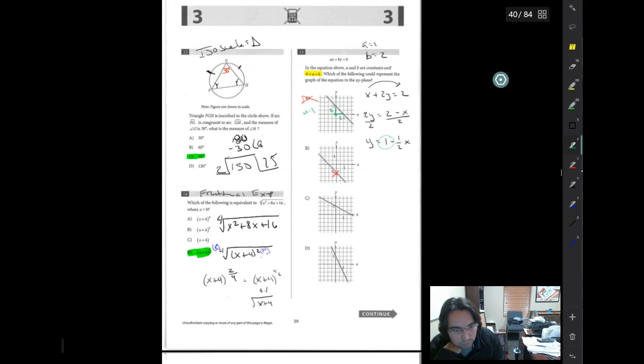So C, I'm going to go down 2. And I'm going to go over 1, 2, 3, 4. So you can actually see I'm going over 4. So that's down negative 2. So you see that the slope here is actually m equals negative 1/2, which is what I have over here, right? So let's just double check here.